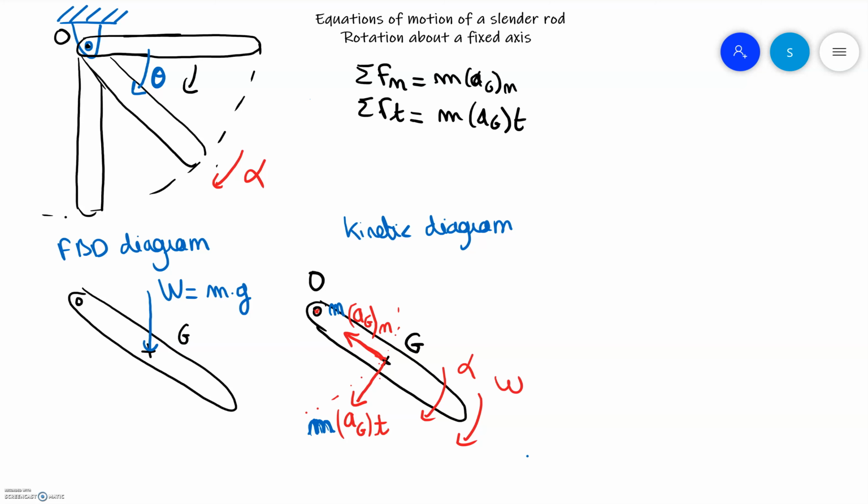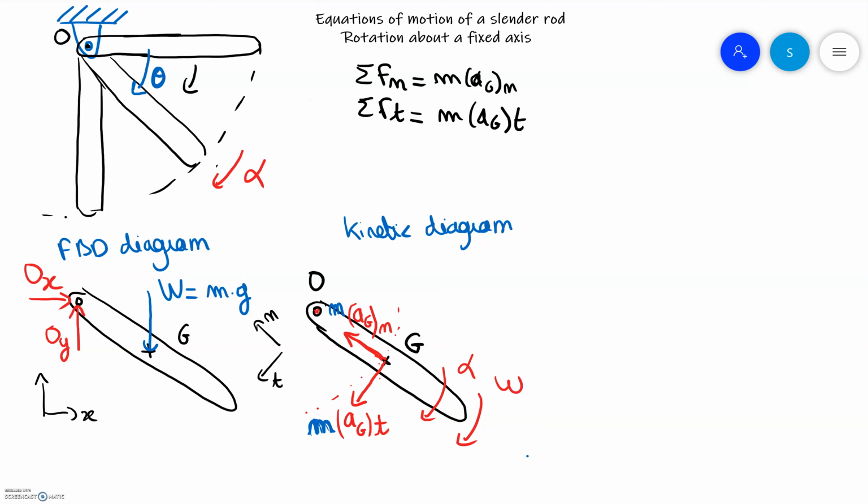Anyway, it's a pin connection. So pin connection means two unknowns, OY and OX. Okay, I write it OX and OY. We can choose if we want to write ON and OT, but I prefer to find them in terms of X and Y. Okay, so we will write the equation on T and on N, or on X and on Y.